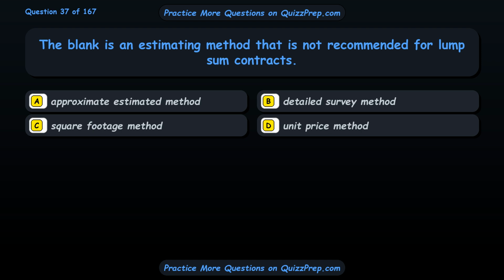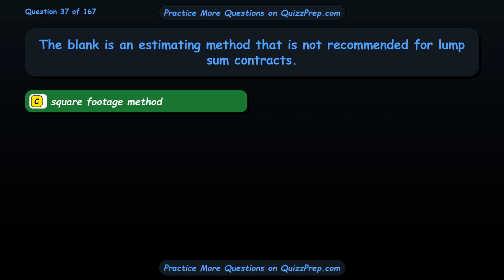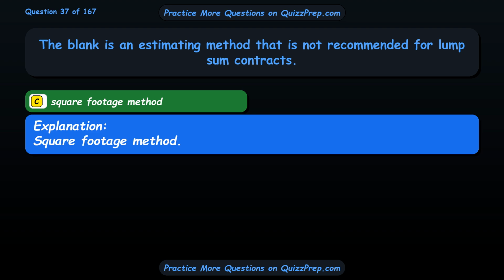Option A, approximate estimated method. Option B, detailed survey method. Option C, square footage method. Option D, unit price method. The correct answer is option C, square footage method. Square footage method.